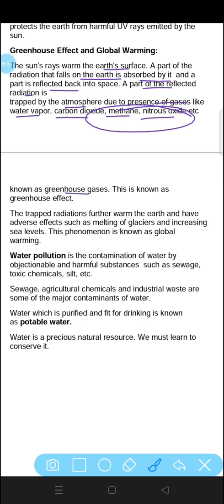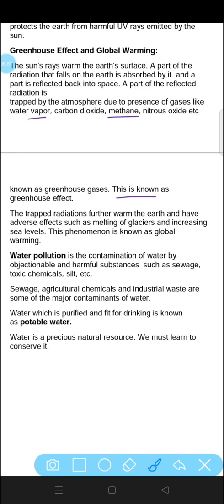These are known as greenhouse gases. The trapping of the radiation that is reflected by the earth, these are the gases which are responsible for the greenhouse effect, like water vapor, carbon dioxide, methane, nitrous oxide. These are called greenhouse gases, and this is known as the greenhouse effect. A part of the reflected radiation is trapped by the atmosphere due to the presence of different gases.